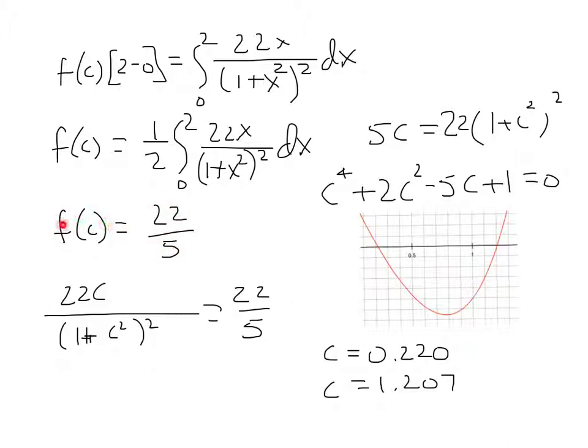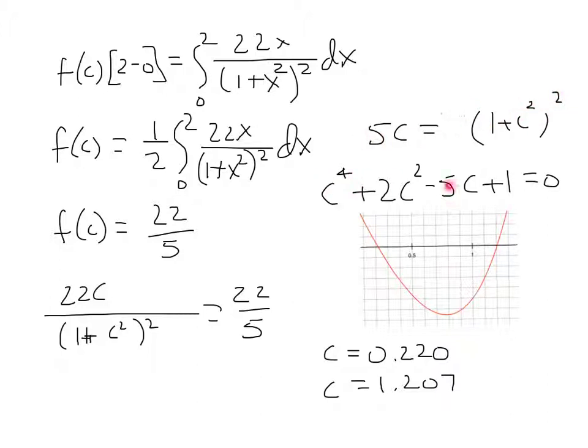So we'll substitute c into the function, and we'll have 22c over 1 plus c squared, squared, just substituting it in here. And then that value is going to be 22/5. And then if we were to cross multiply, do a little simplifying, all we're going to find is that 5c is equal to 1 plus c squared, squared.